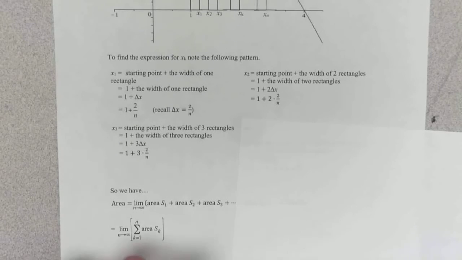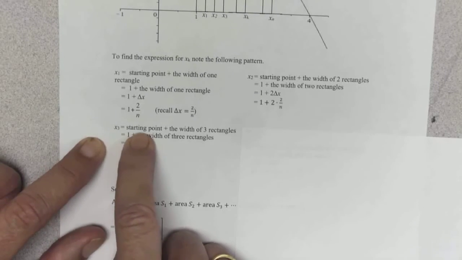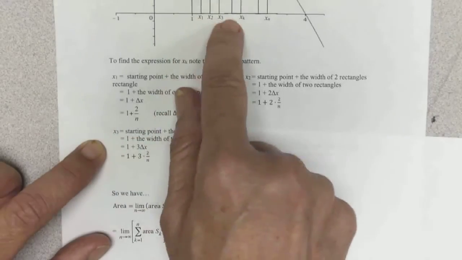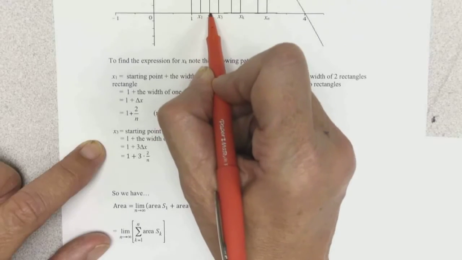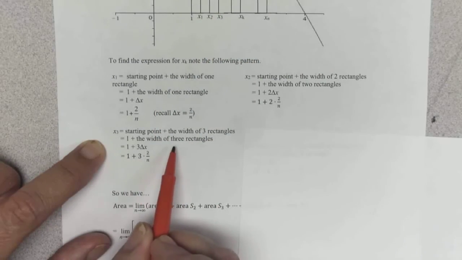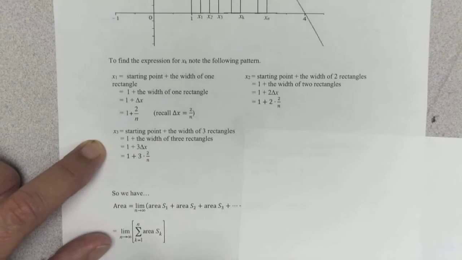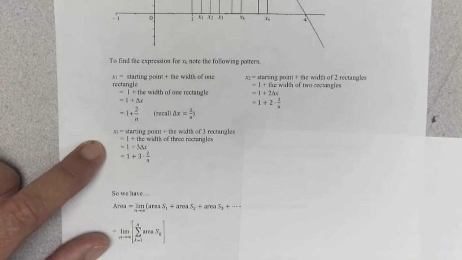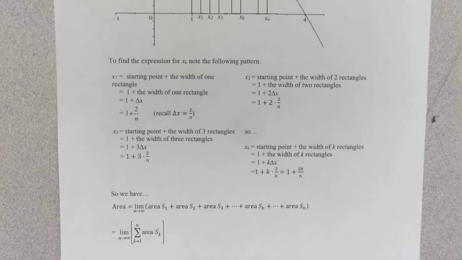Doing it one more time, so we can see the pattern, x sub 3 would be the starting point plus 3 rectangles. That's how I get to x sub 3: 1, 2, 3, 3 rectangles. So 1 plus the width of 3 rectangles, 1 plus 3 delta x, because delta x always represents the width of a rectangle. So 1 plus 3 times 2 over n. That same pattern will continue.